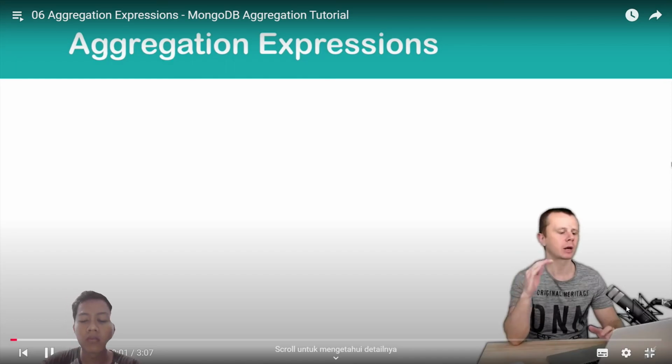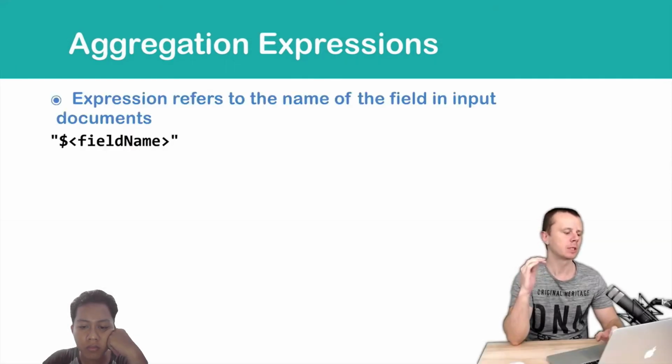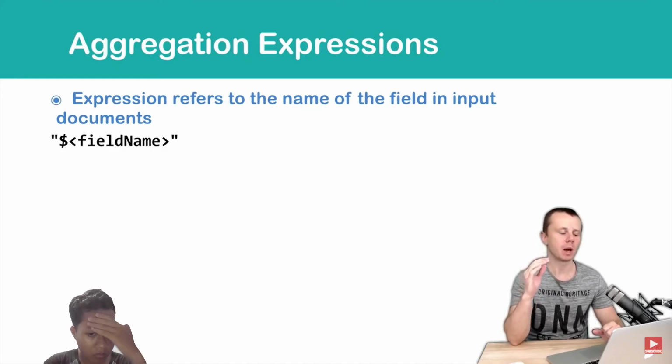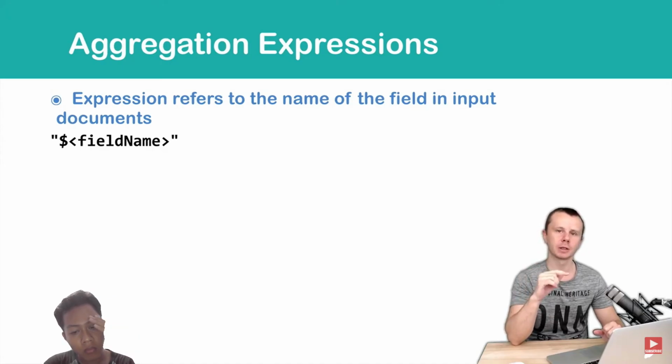Let's now talk about aggregation expressions. What is this? An expression refers to the name of a field of the input documents. Remember that each stage takes as an input a list of documents, and all those documents have certain fields. And an aggregation expression refers to the field names of those input documents. This reference is made in the following way: a string, then $, and after the $, the field name. Why is it a string? Let's look at some examples.